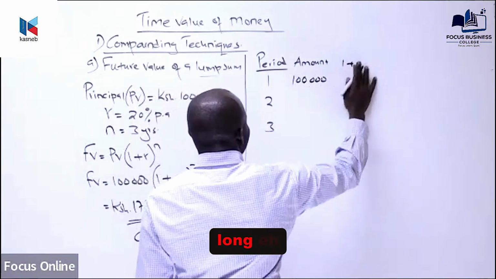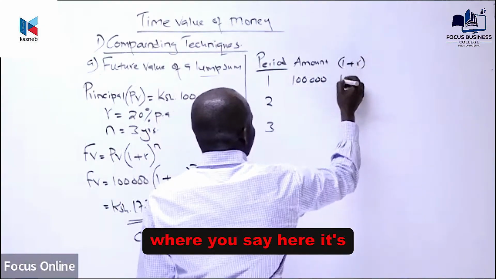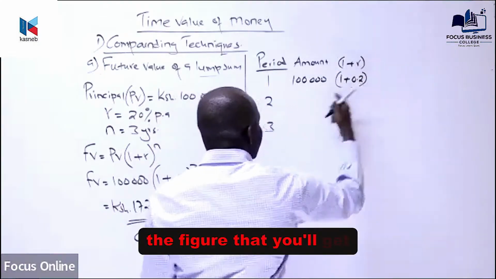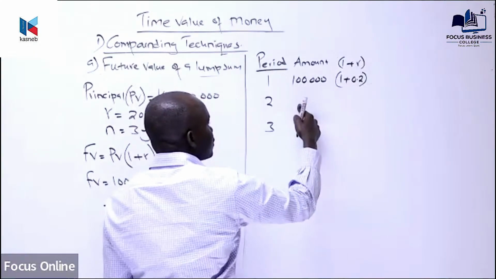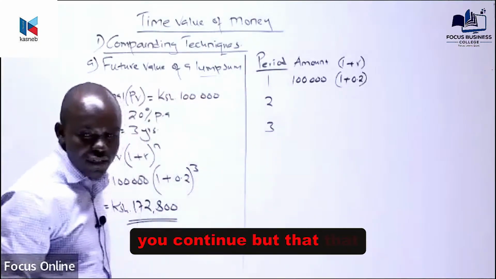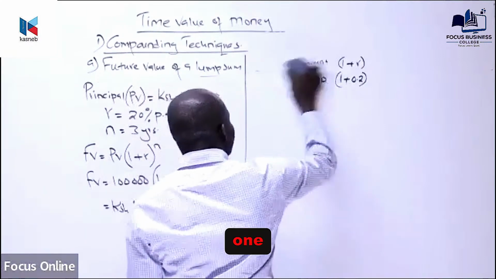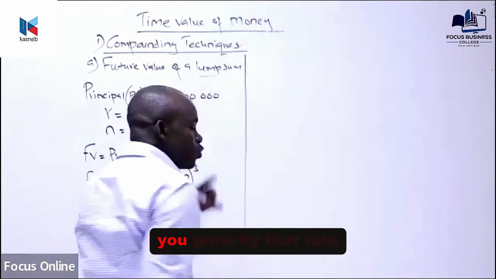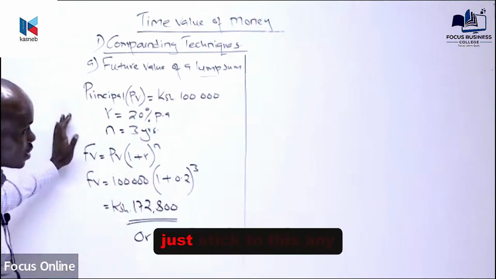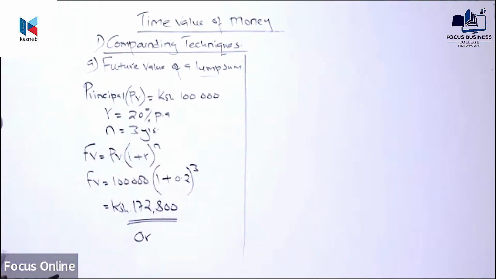but this one is very long. Where you say here it's 1 plus 0.2. The figure that you'll get here, you bring it here. Then you continue. But that will not apply in this case because we are only investing 1. So you can continue. You grow by that rate. So just stick to this. Any question before you continue? We want to proceed.